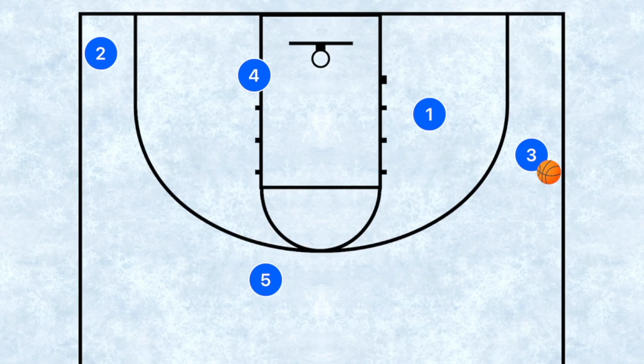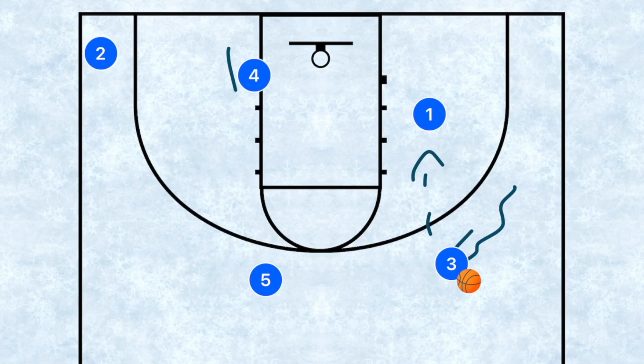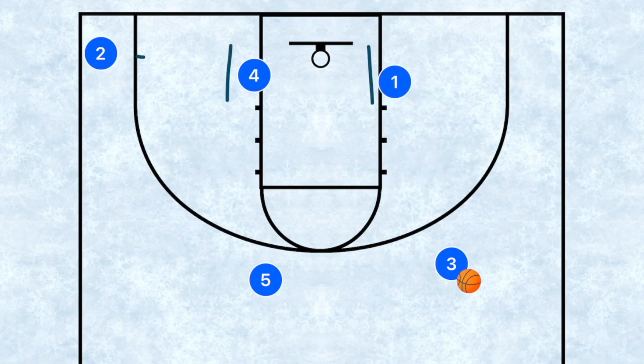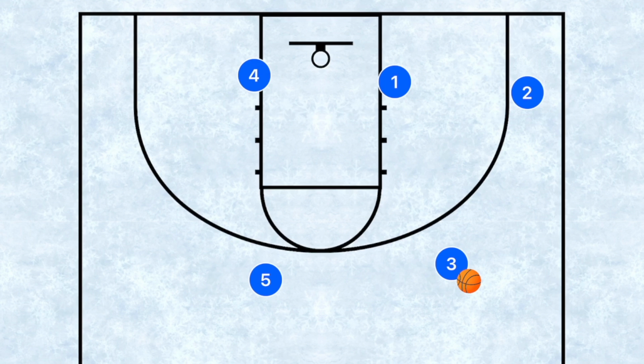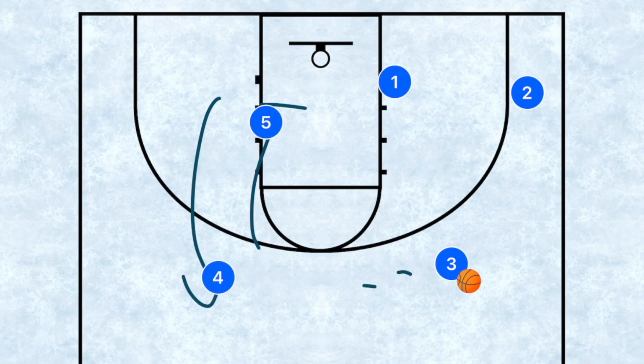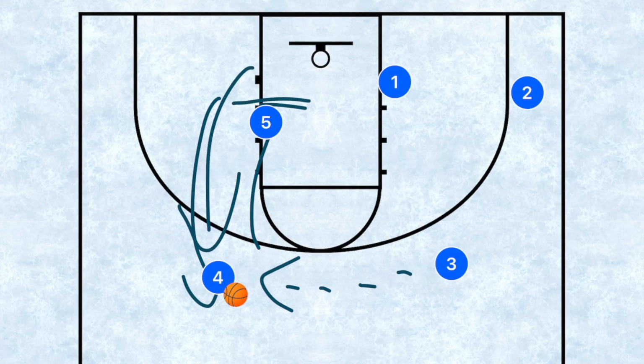Obviously, if player 1 is open, he could get that ball back, but at the exact same time, we're going to have player 4, and if player 1 was not open, player 1 setting a screen for player 2. Obviously, if player 2 is open, that is another option. Now we're going to go more into the flex option, where now player 3 can pass to player 4 potentially after player 5 sets that pin down screen on player 4.